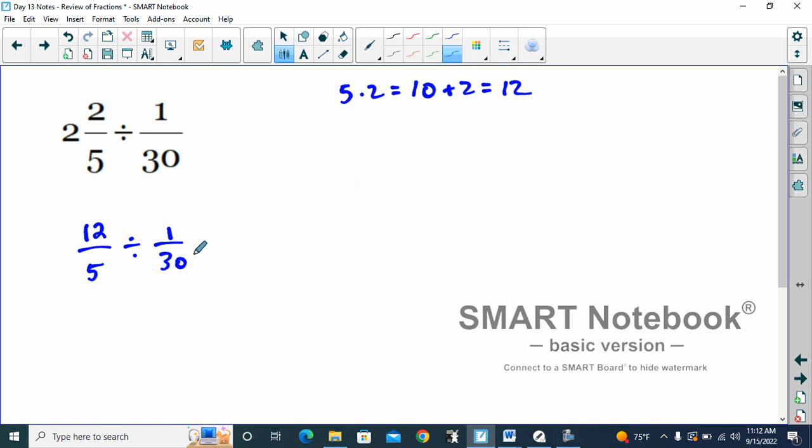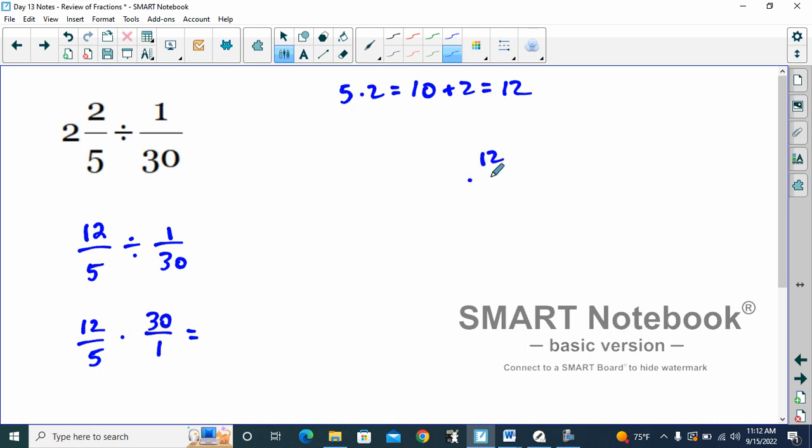Now I should recognize I'm dividing. When we divide, that's when we keep, change, flip, keep. 12 over 5, change to times, flip to 30 over 1. Now we have a multiplication problem. When we multiply fractions, we multiply straight across.